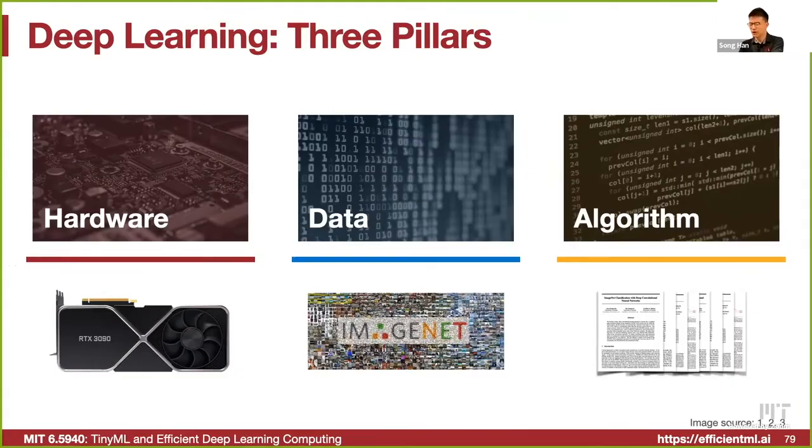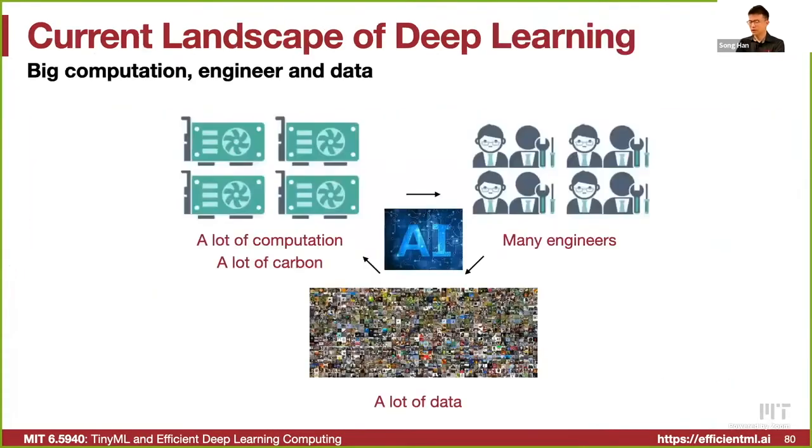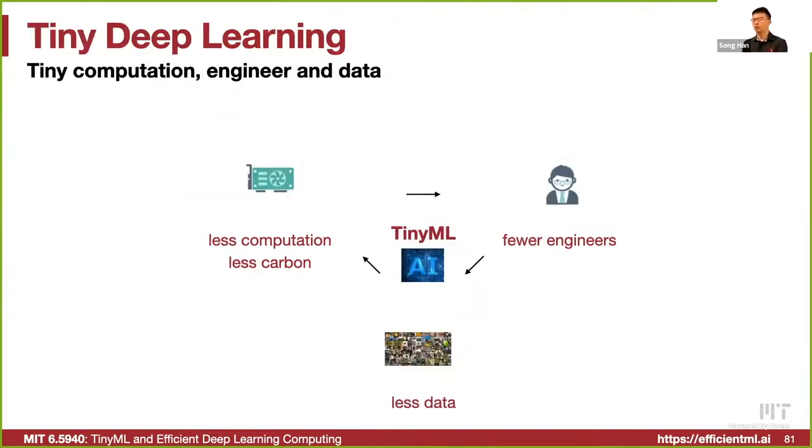Okay, so those are the three pillars: the hardware, data, and the algorithm. And our goal is, rather than using a lot of compute, emitting a lot of carbon, using many engineers, and training on a lot of data, TinyML's goal will be to use less computation, less carbon, fewer engineers, automated, and train on less data. So this is the course overview.